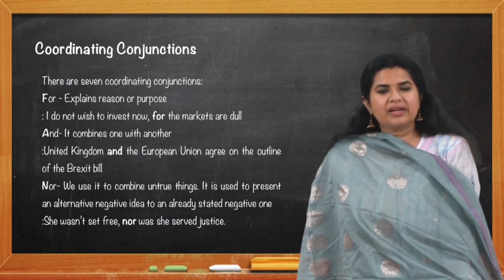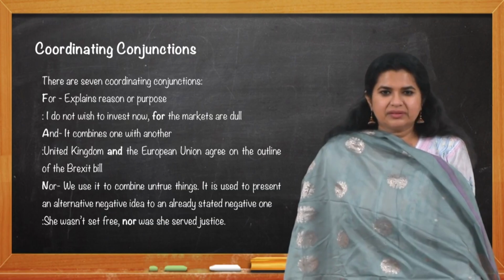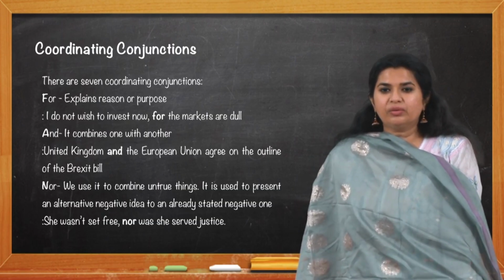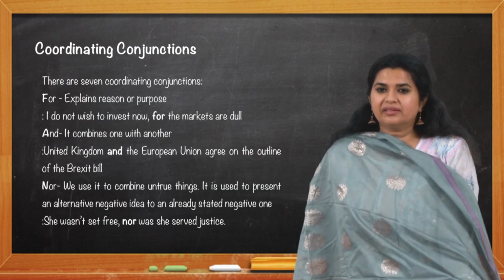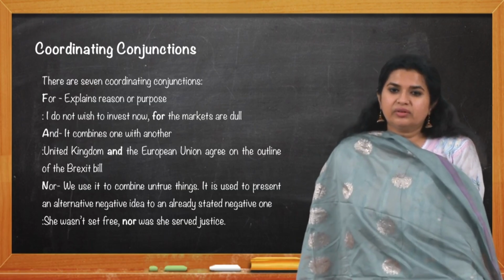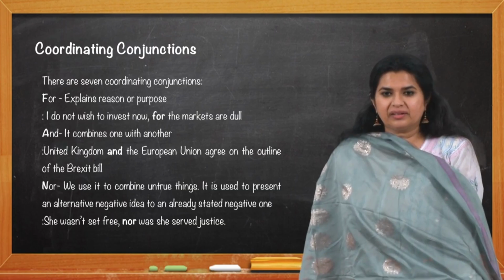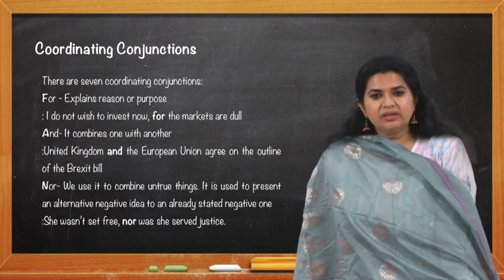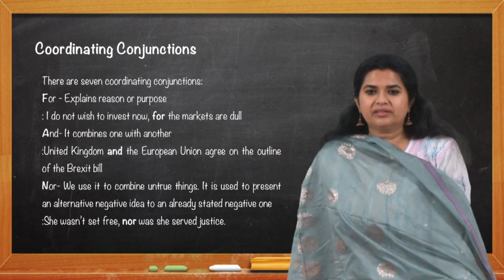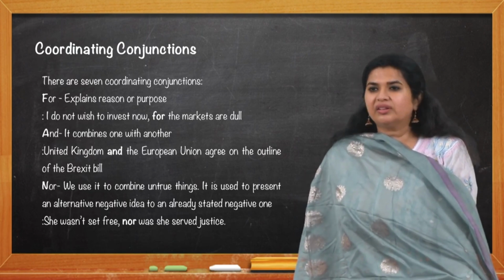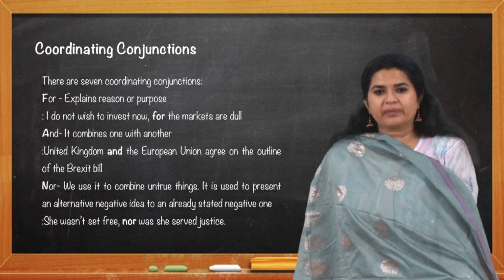And combines one thing with another. Shyam came and Hari came as well. United Kingdom and the European Union agree on the outline of the Brexit bill. Nor. So, we use it to combine untrue things. It is used to present an alternative negative idea to an already stated negative one. She was not set free, nor was she served justice.